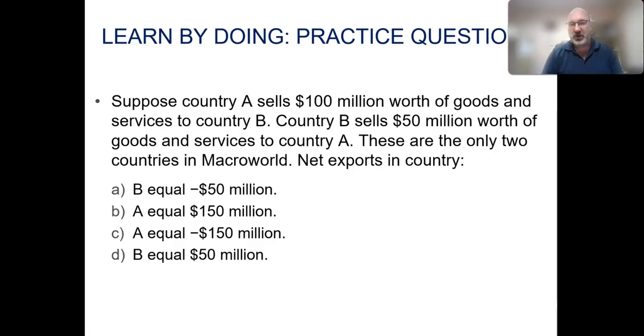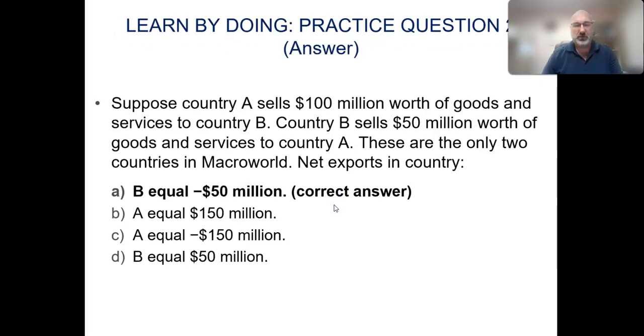Suppose country A sells 100 million worth of goods and services to country B. Country B sells $50 million worth of goods and services to country A. They are the only two countries in macro world. So net exports in country B equal negative 50 million, A equals 150 million, A equals negative 150 million, or B equals 50 million. Your answer is A. B equals negative 50 million. So there we are right there.